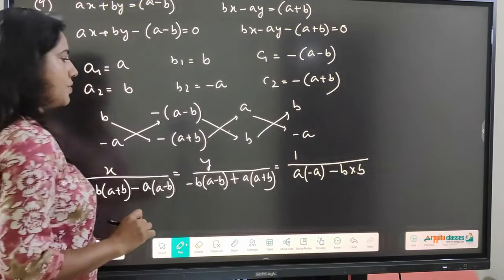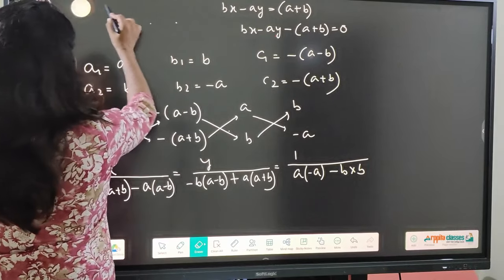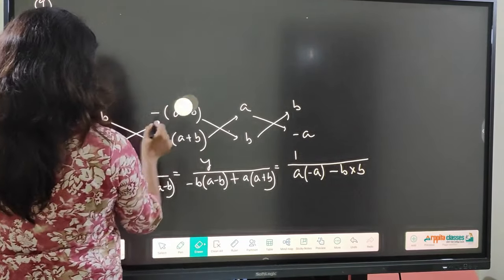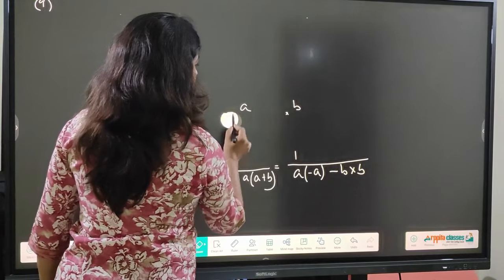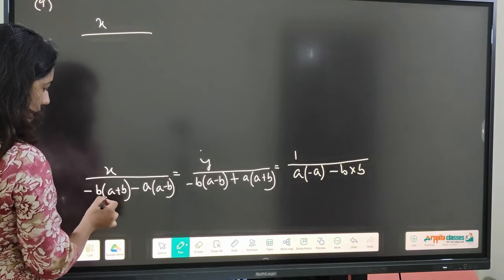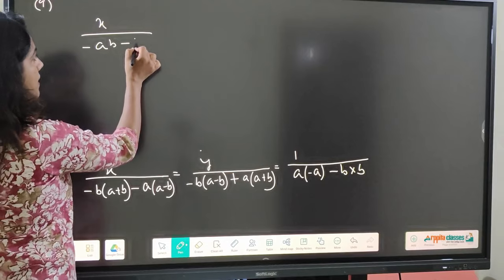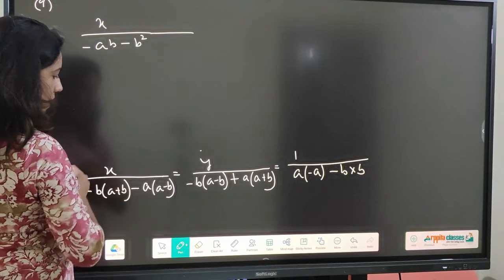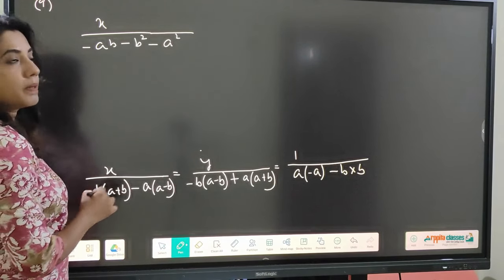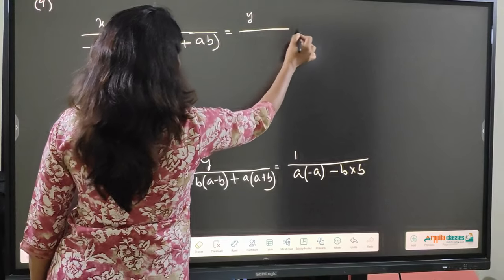Okay, so everything is written properly. So now we'll multiply. I'll just do it properly here so that you can see properly. Okay, so x upon, multiply now. Minus b into a is minus ab. Minus b into b is minus b square. Here minus a into a is minus a square. Minus a into minus b is plus ab, is equal to y upon.